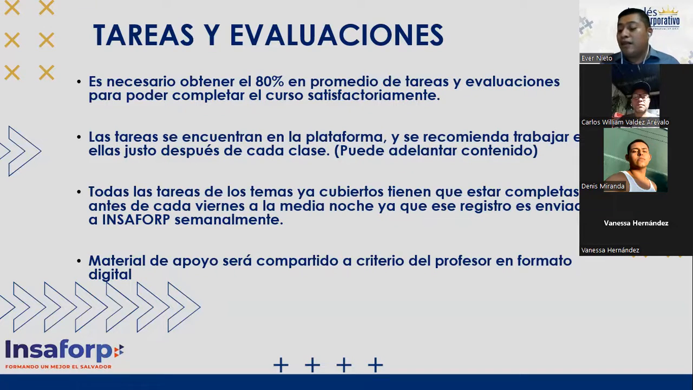Esa clase la vamos a recuperar este viernes. Entonces comenzamos hoy y terminamos el viernes. Para el día viernes, usted ya tiene que haber terminado la sección número 1 y sección número 2 de la plataforma. Entonces, no debemos descuidar este trabajo. Tenemos que irlo haciendo. Y material de apoyo. Si en algún momento hay un material de apoyo, será compartido a través del grupo de WhatsApp y será en formato digital.